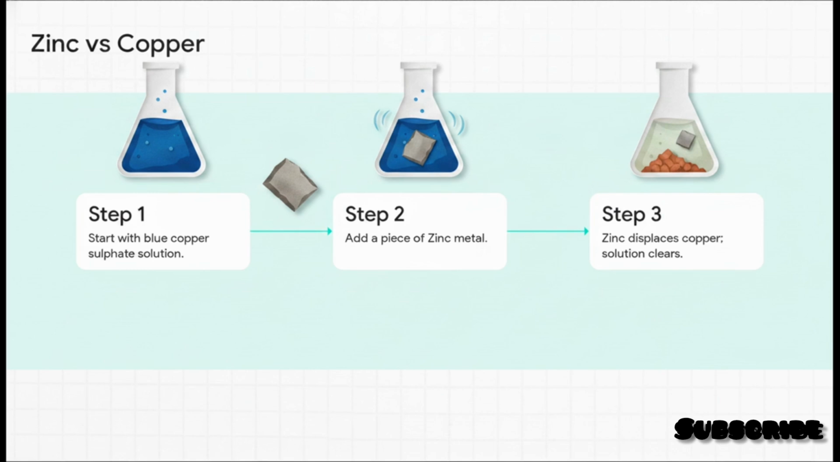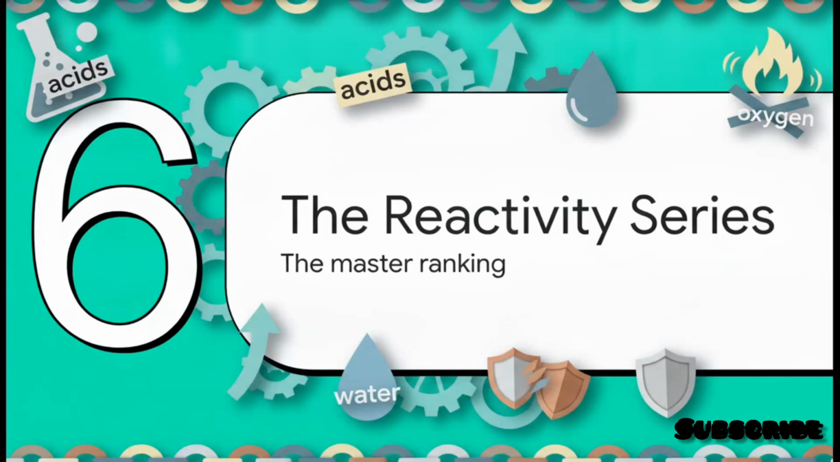Chemically speaking, zinc plus copper sulfate yields zinc sulfate and copper. This proves beyond a shadow of a doubt that zinc has the dominant personality here. Zinc is way more reactive than copper, so it literally kicked the copper right out of the solution. And finally, Section 6, the reactivity series, the master ranking.